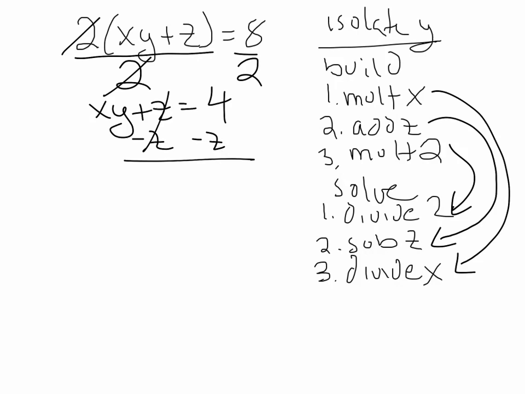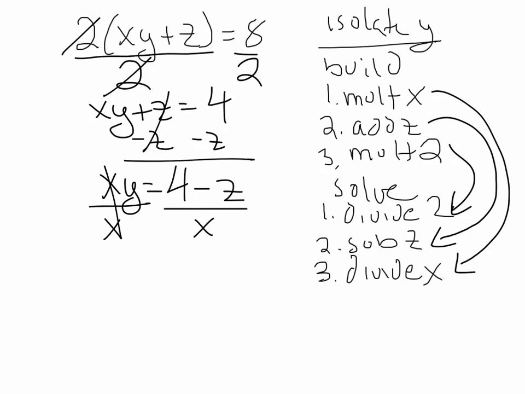Z minus z cancels out, so I'm left with xy equals, and again, 4 and z are not like terms, so I'm going to write this 4 minus z. I'm basically just bringing z from the left side to the right side of the equation using subtraction. Lastly, I'm going to divide the left side by x. I'm going to divide everything on the right side by x. X's on the left cancel out, and I'm left with y equals 4 minus z divided by x.